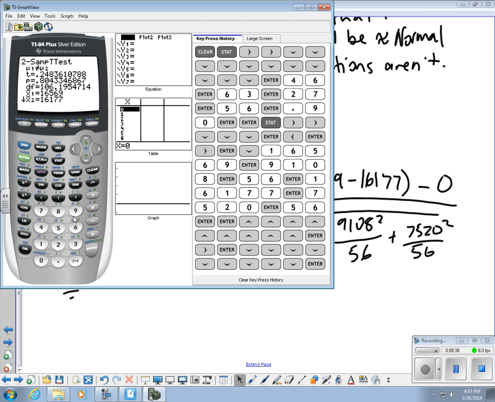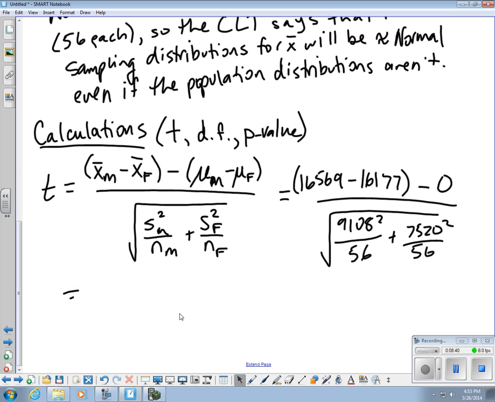So my t statistic, just copying down from the calculator, is 0.2484. Again, if you did female minus male, you would have gotten negative 0.2484. And so that's t. Degrees of freedom from the calculator is 106.20 approximately.